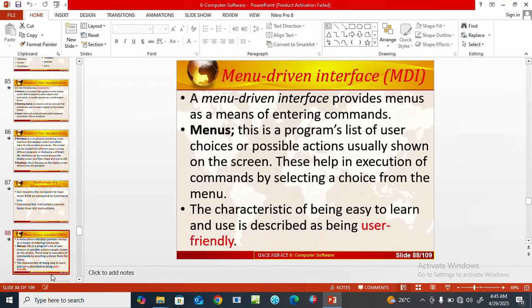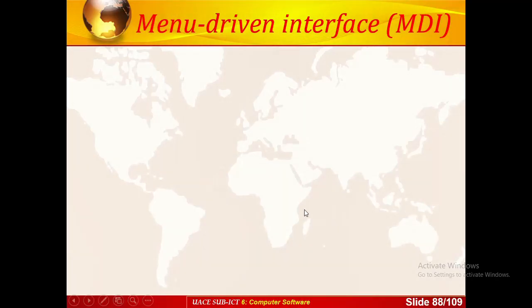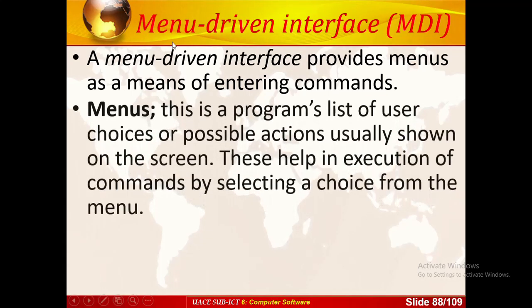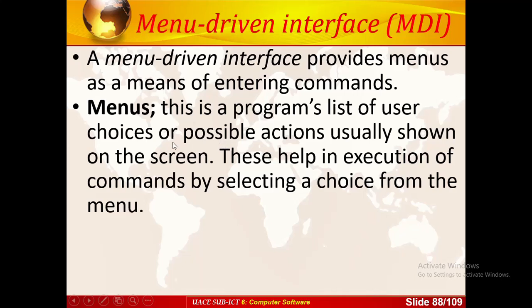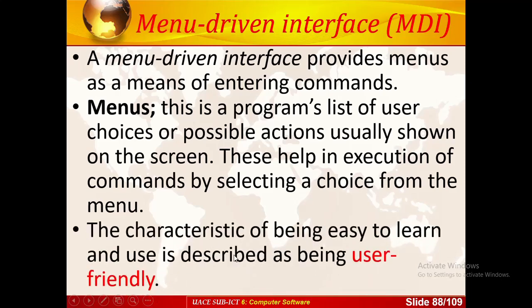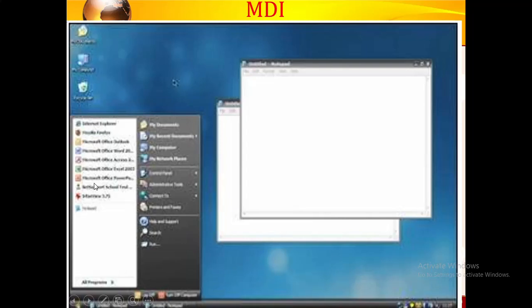So briefly, let's look at what we call the menu driven interface. It is an interface that provides menus as a means of entering commands. A menu is a program list of a user's choice or possible actions, usually shown on the screen. This helps in execution of commands by selecting a choice from the menu. The characteristic of being easy to learn and use is described as being user friendly. This one is also easy because they give you a menu and then you select between them. As you can see here, this is a menu.